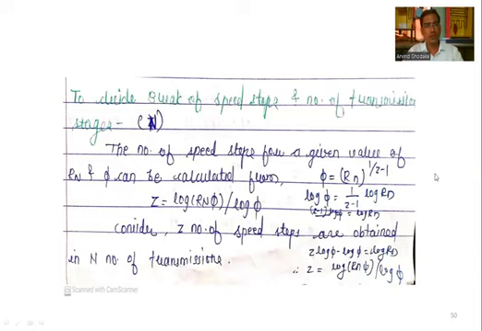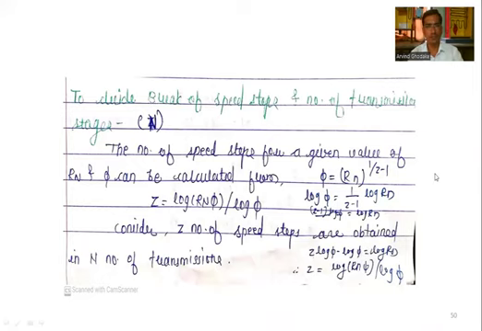So here we decide the number of speed steps Z and the number of transmission stages, that is capital N. How that number of speed steps Z is calculated and how the stages of the gearbox are made, that we are going to see here.